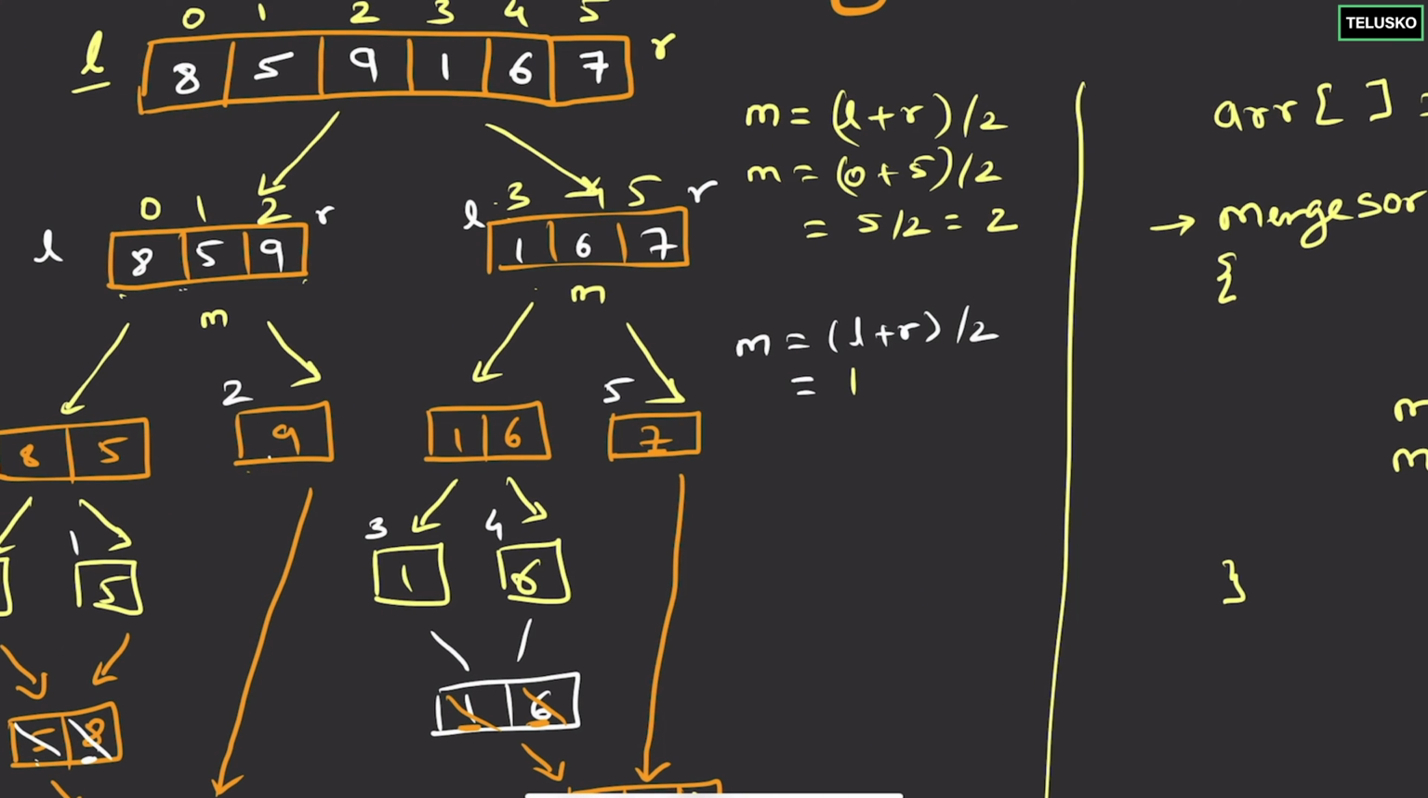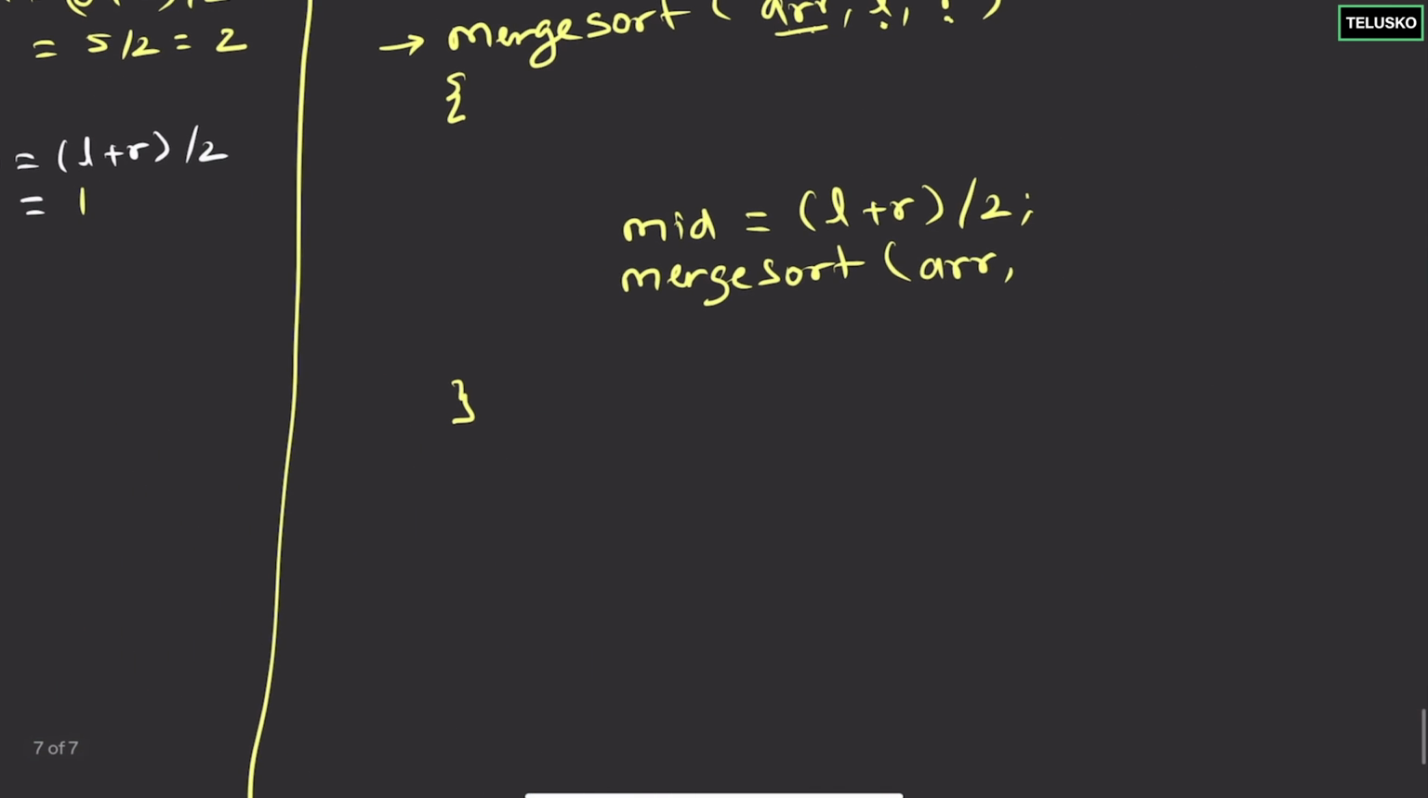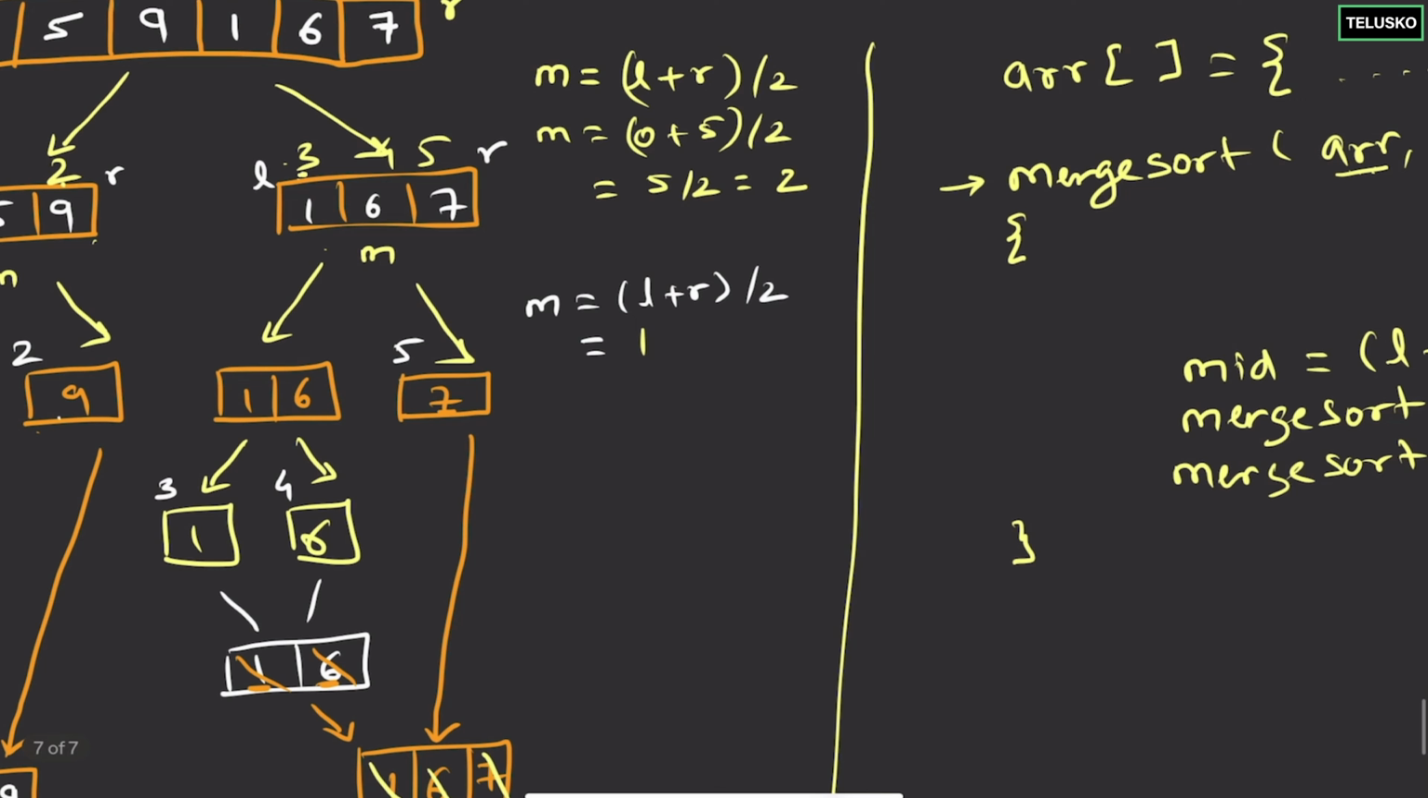So the first array here starts from 0 to 2, which is the median. So starting is L, ending is median or middle value or mid value we can say. Again, I will call merge sort for this second array. Again, I have to pass ARR, but this time, if you look at the values, we have to pass 3 and 5.